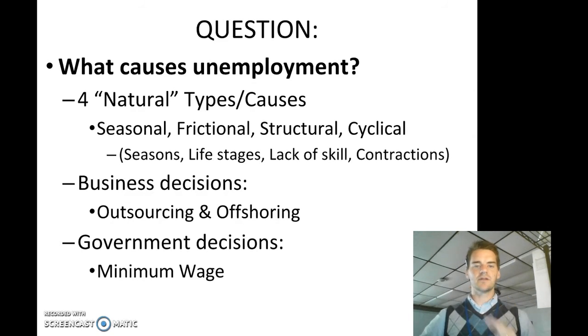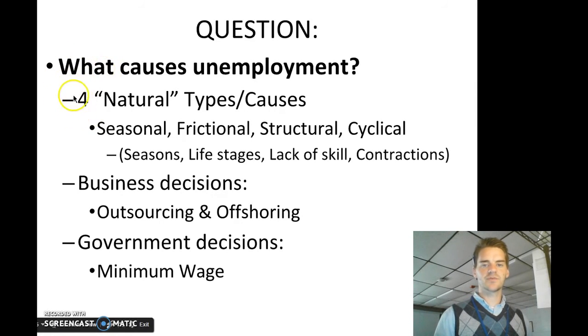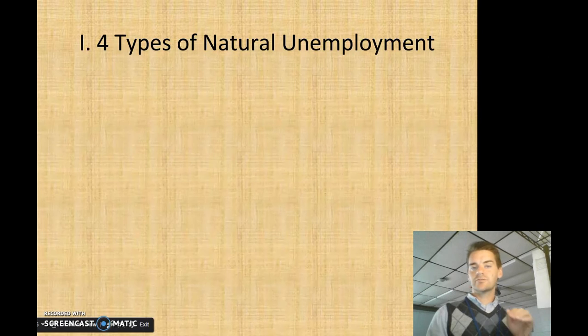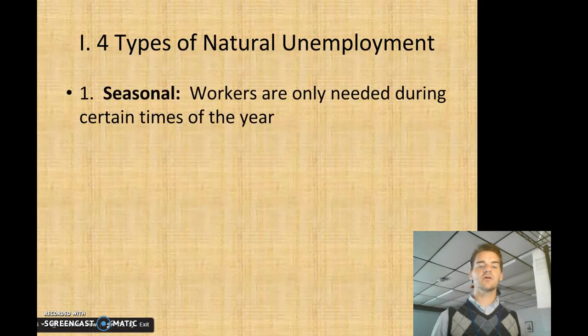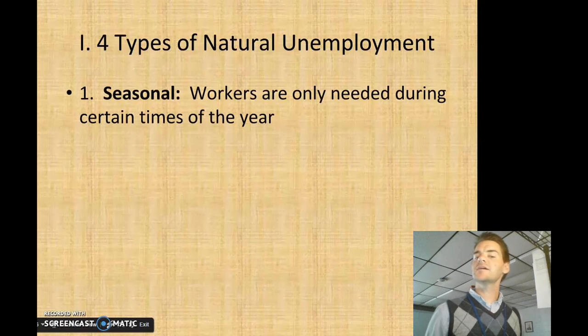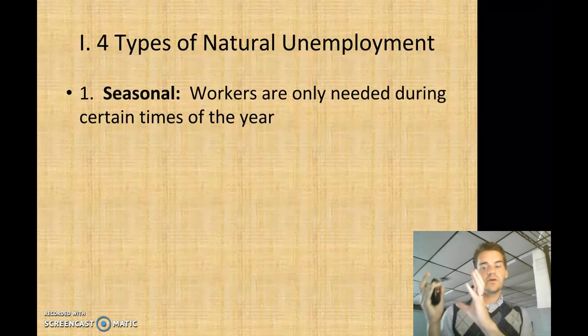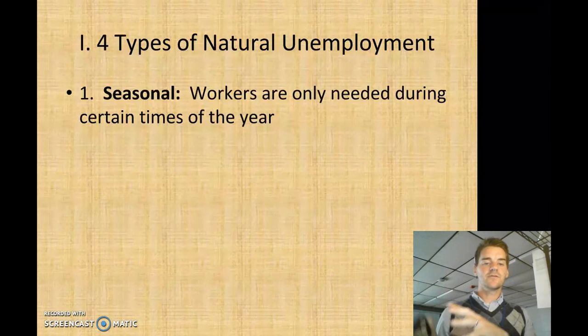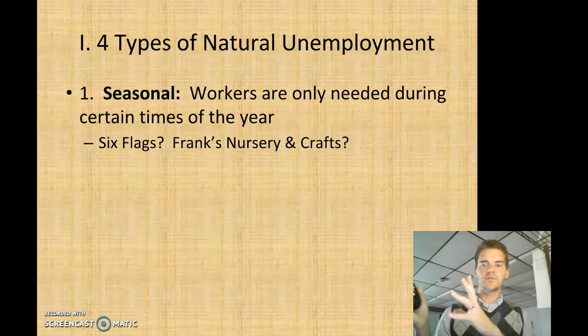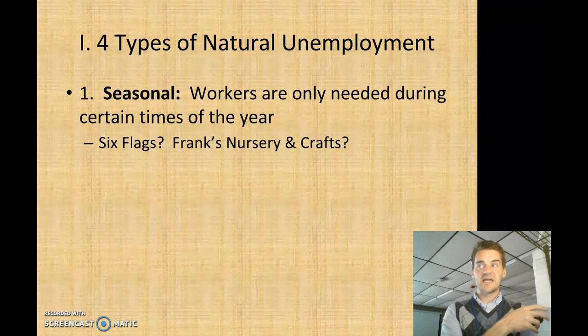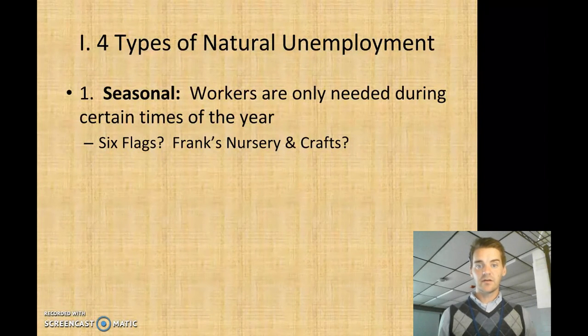So let's zoom into the first one, these 4 natural types or causes of unemployment. There's one that's easiest to understand, and it's called seasonal unemployment. This is the idea that sometimes, if you're a business, you need to hire workers for a certain period of the year, maybe during summertime. For instance, Six Flags Great America is open during the summertime and then in October for Fright Fest. But then after that, they shut down. So you don't need your workers during the remaining 8 months of the year. So those workers will be fired.